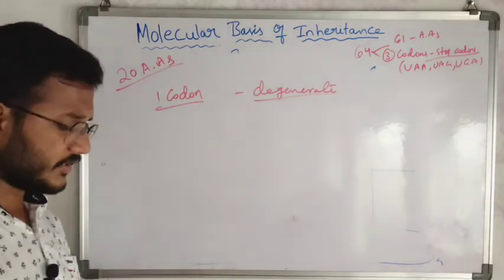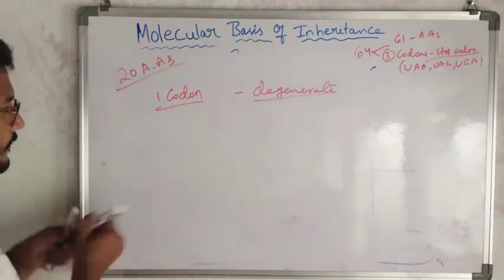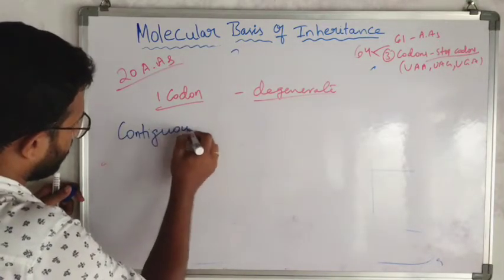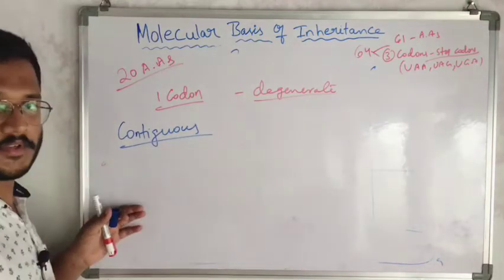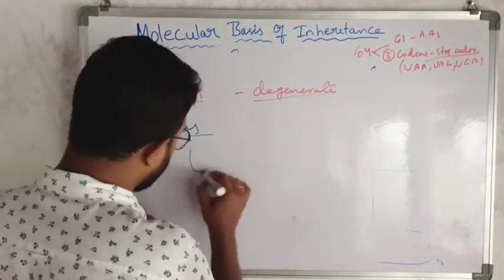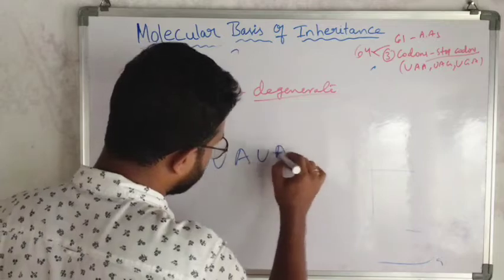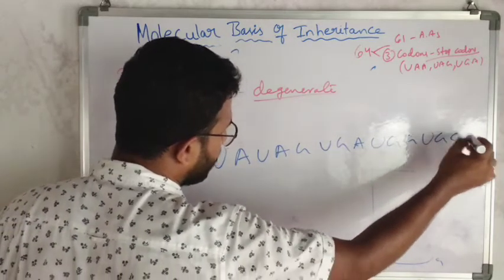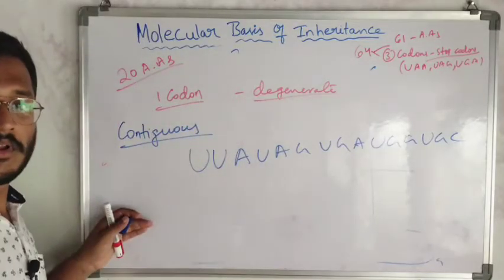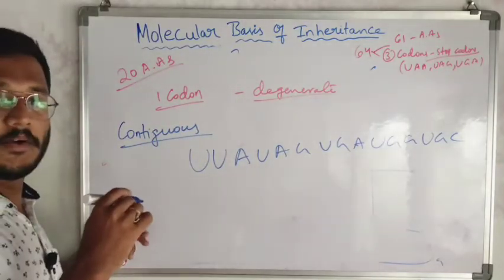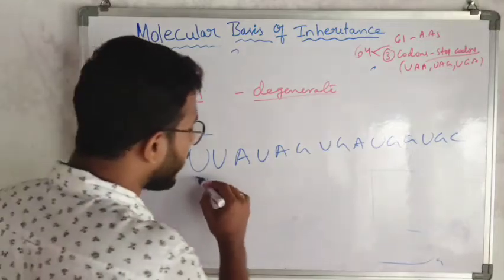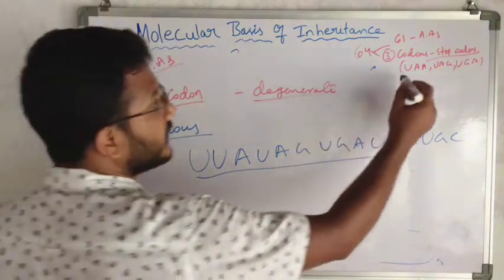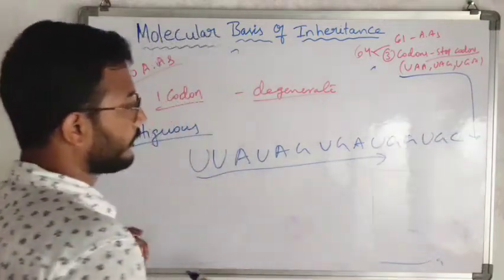And these codons are contiguous. That means here, for example, this is a sequence. Like this, the tRNA will come and the ribosome will read in a continuous manner. It will not stop until this codon has to reach here.